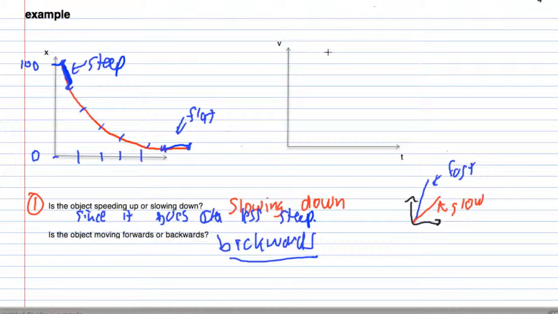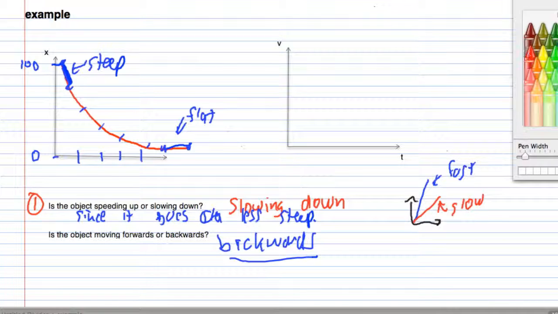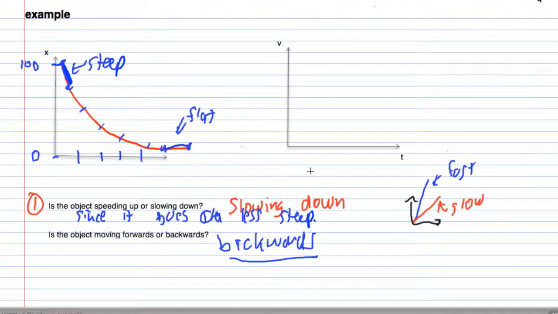The next question we want to take a look at is, what would the velocity graph of this object look like? And this is a little trickier because here's the thing. The object is moving backwards and slowing down. So that means it starts off at a significant negative velocity and its speed approaches 0, like this.